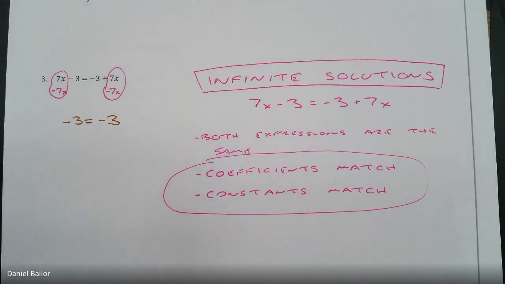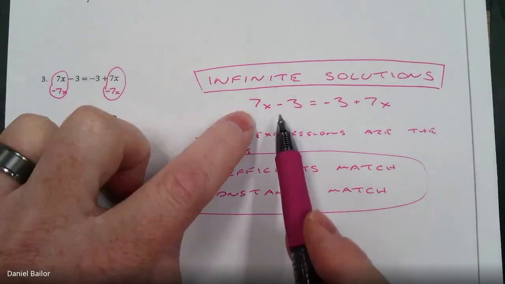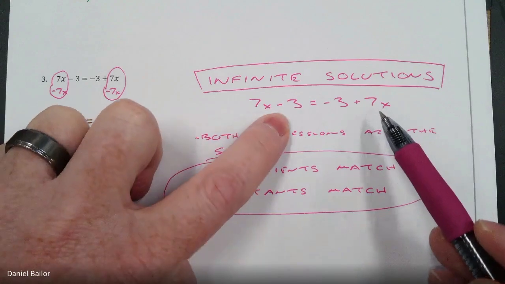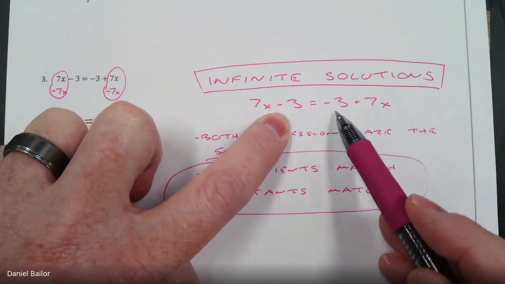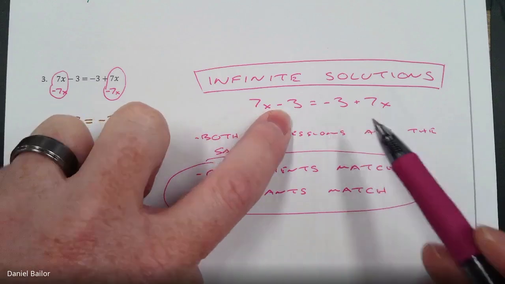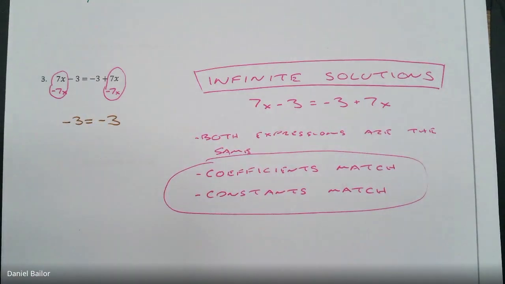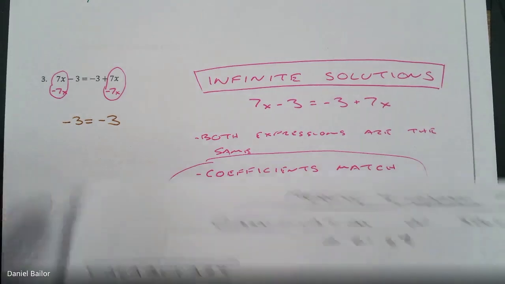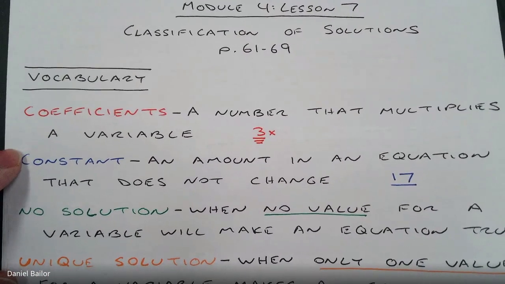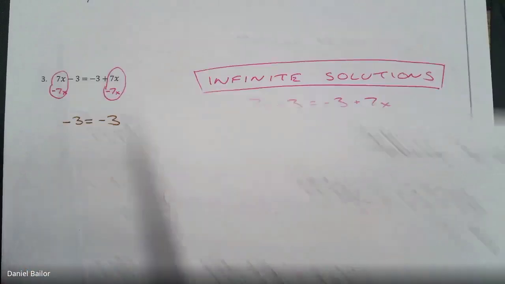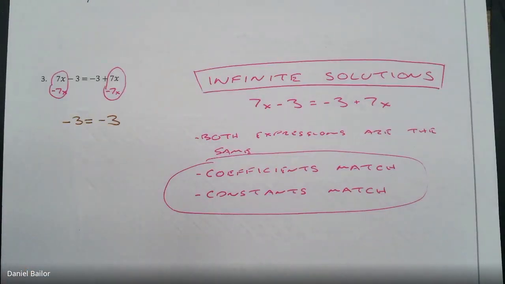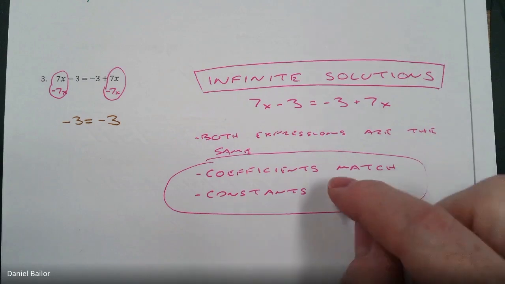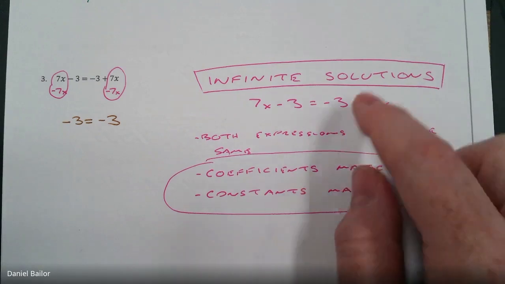So those are the clues. See, look. The coefficient is 7. Coefficient is 7. Constant is -3. Constant is -3. Coefficients match. Constants match. So there are infinite solutions. When everything matches, they have infinite solutions. That is why we're looking at coefficients and constants. That's why coefficients and constants were in your vocabulary list, so that you can find them and identify them, because those are your clues. When the coefficients match and the constants match, we have infinite solutions.